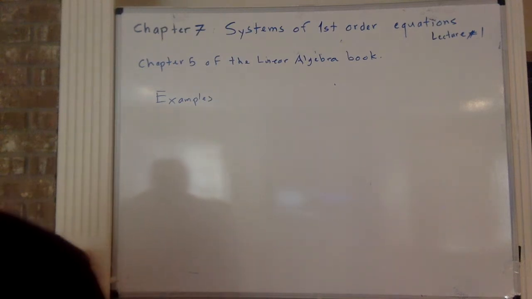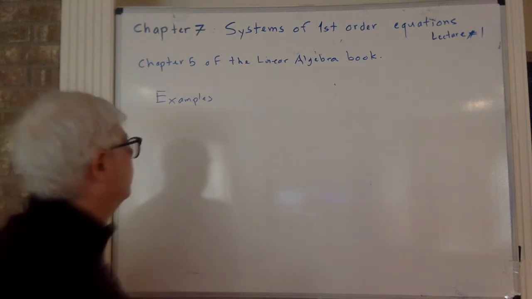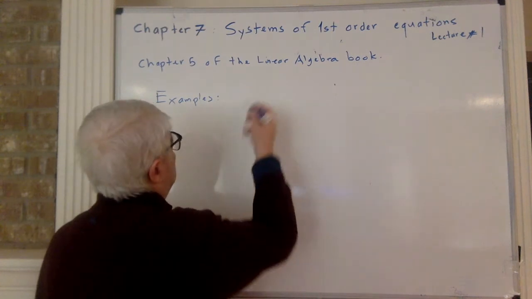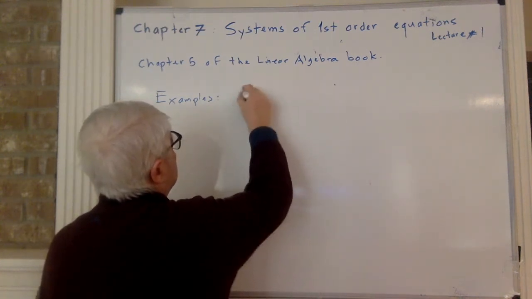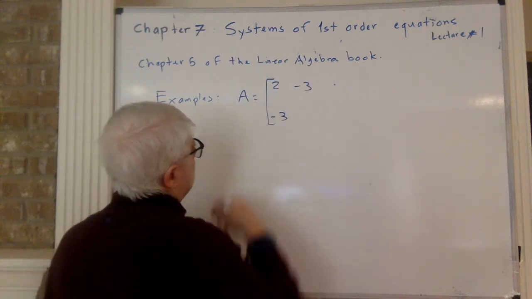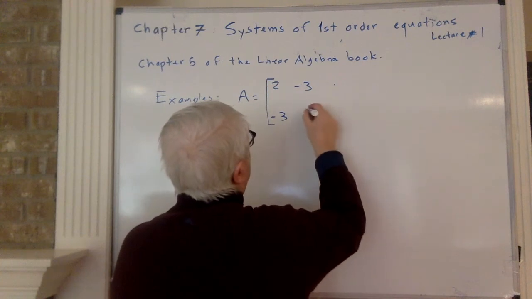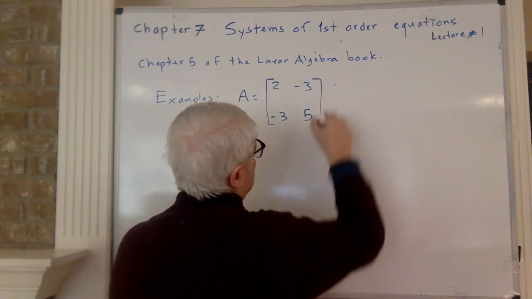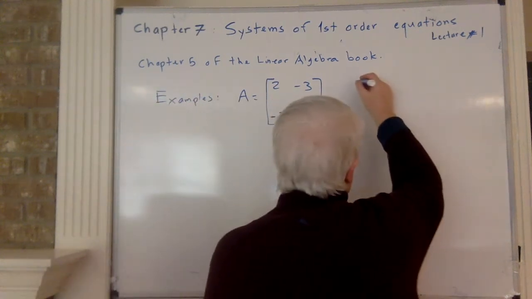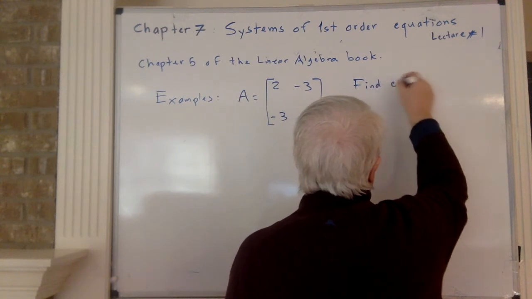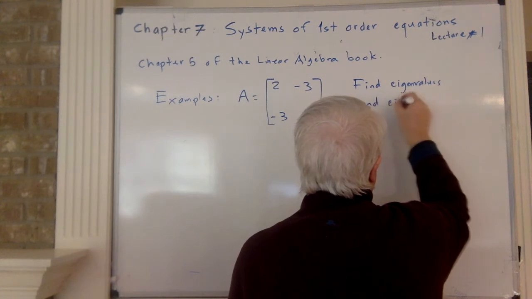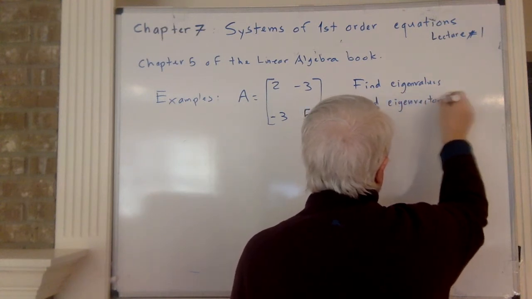Okay, so it is A minus lambda. Example: let's say A is the symmetric matrix [2, -3; -3, 5], and there's a reason. So find eigenvalues and eigenvectors of A.